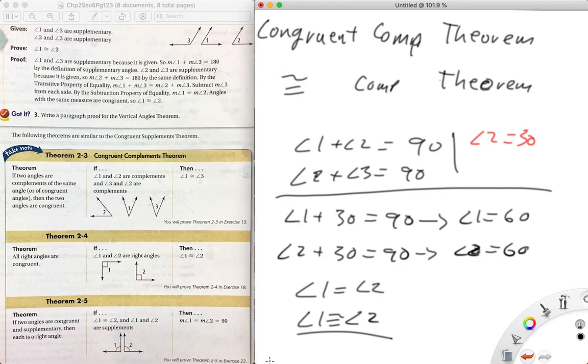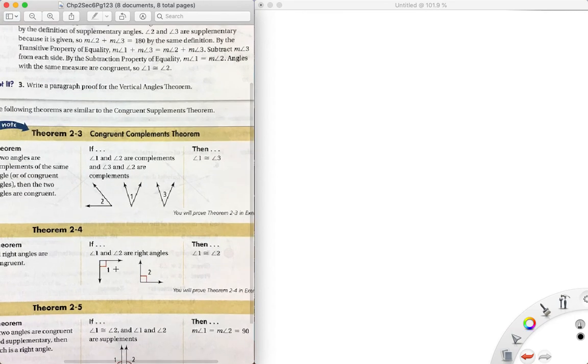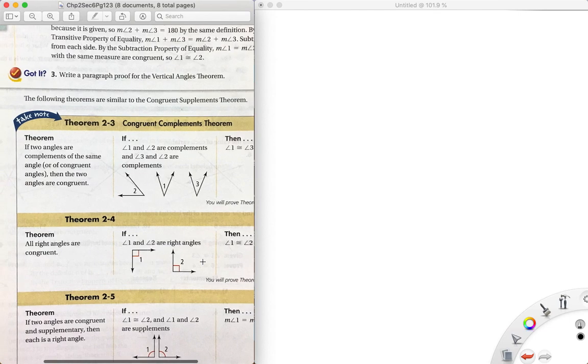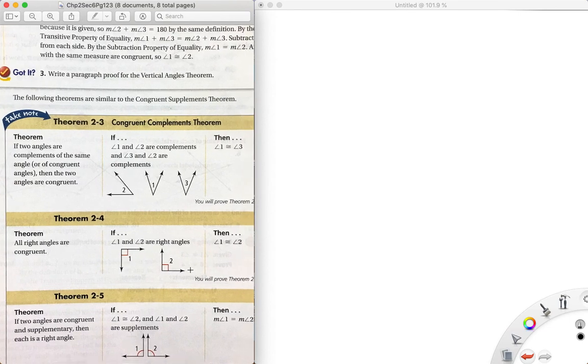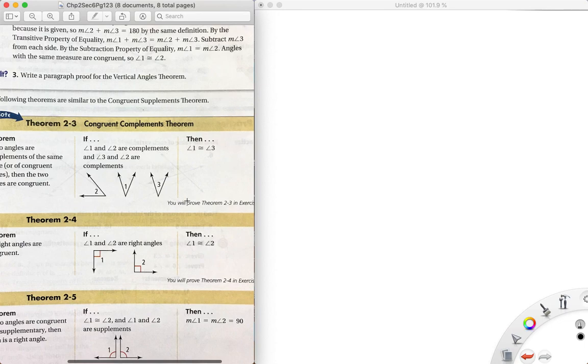Theorem 2.4 says that all right angles are congruent. All right angles are congruent. So we have two right angles here. If angle 1 and angle 2 are right angles, then they are congruent. Most theorems, for the most part, are put in if-then form. So here's the if and the then. This is how these definitions work.